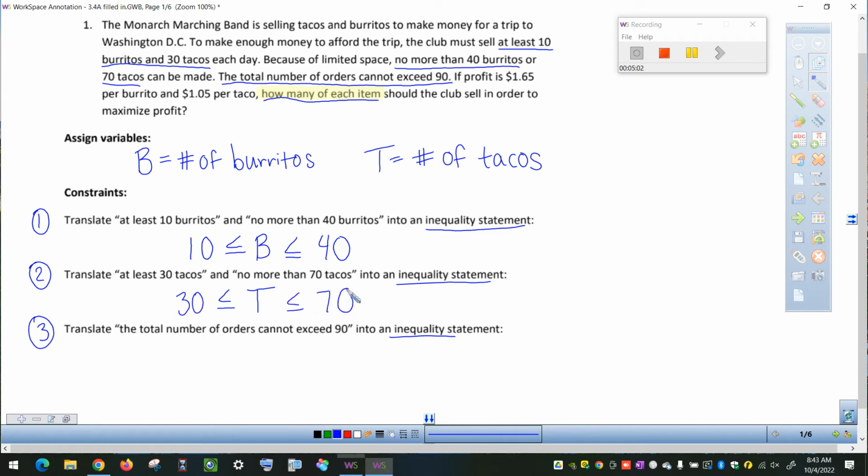All right, so really similar to the first one, but we have T represented in the middle here for tacos. Greater than or equal to 30 means at least 30. At the same time, less than or equal to 70.